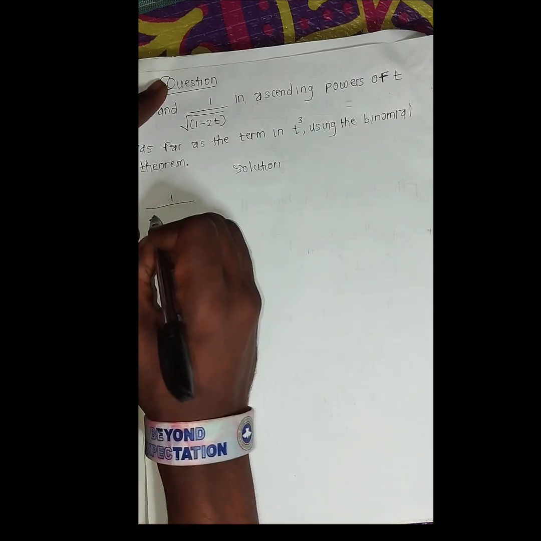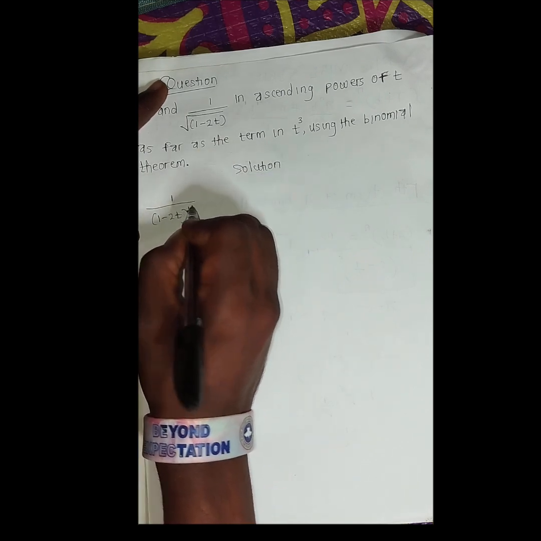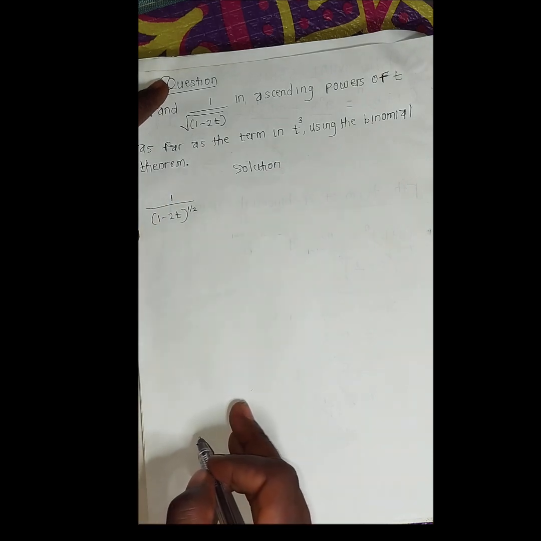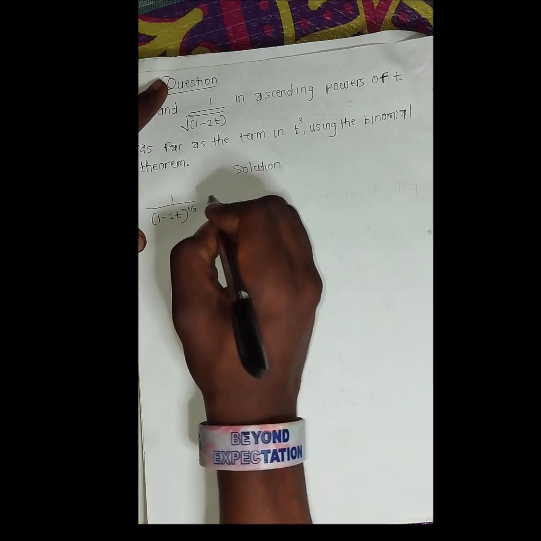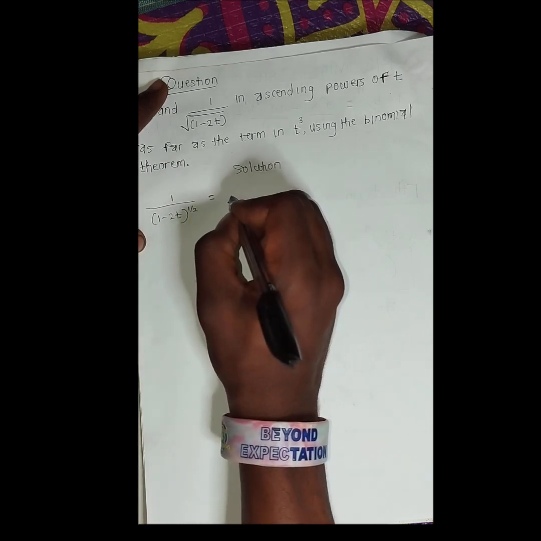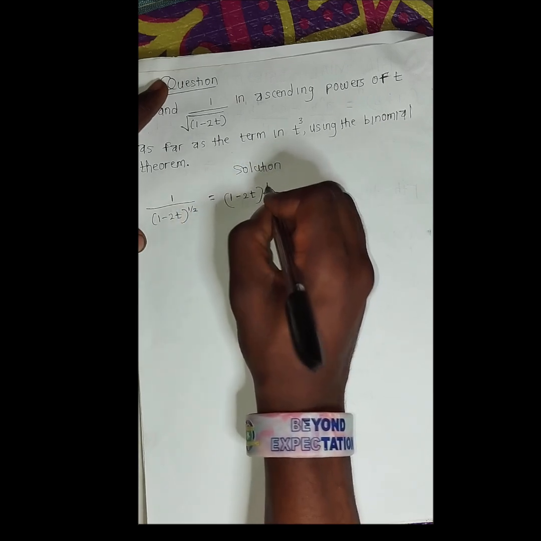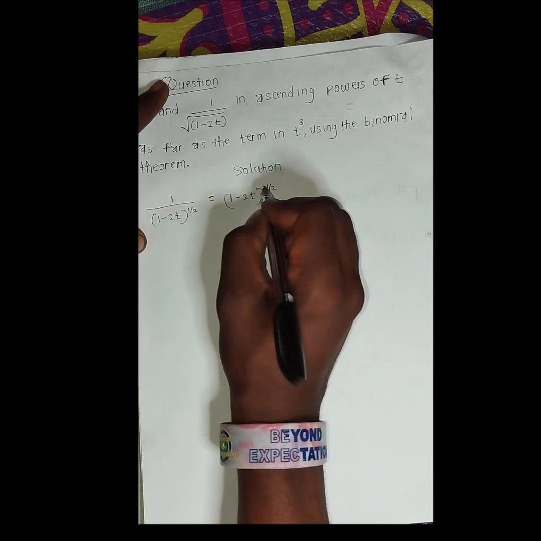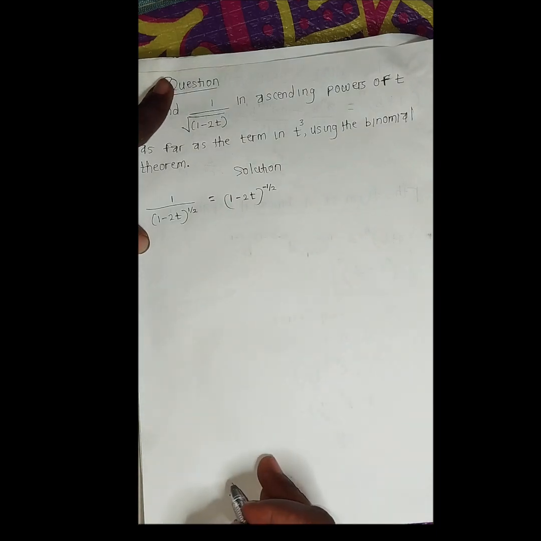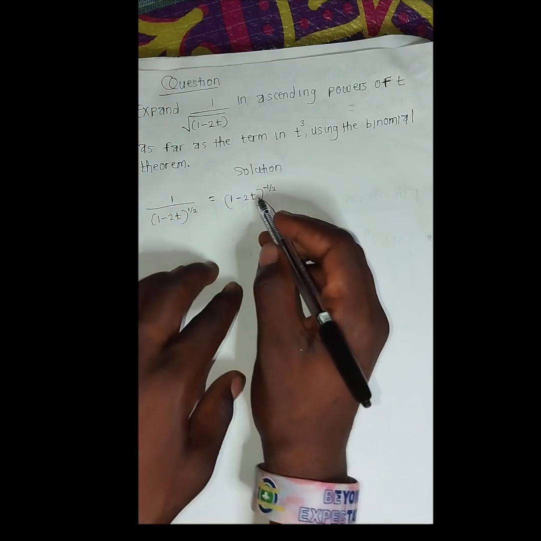Now, square root can be written as 1 minus 2t raised to the power of 1 over 2. Our square root can be changed to an index form like this. Yes. And also, according to the law of indices, this can be 1 minus 2t to the power of minus 1 over 2. Your 1 over here will become minus. That's the rule of indices. Okay, so from here, it's now linear, right? It looks like the usual binomial questions we have been solving since.